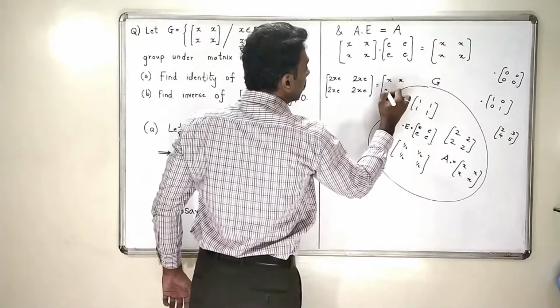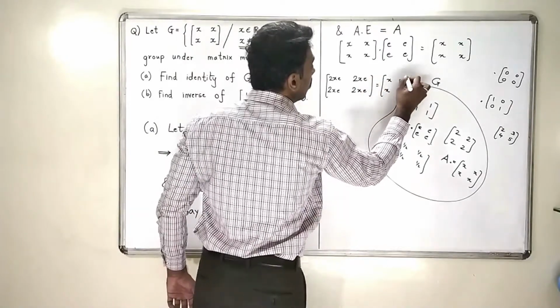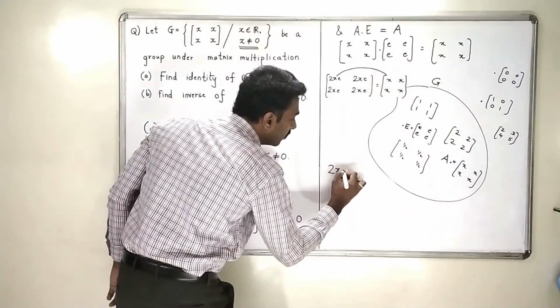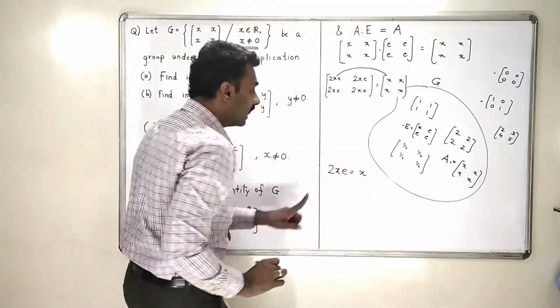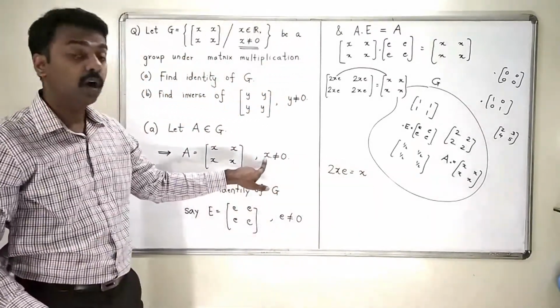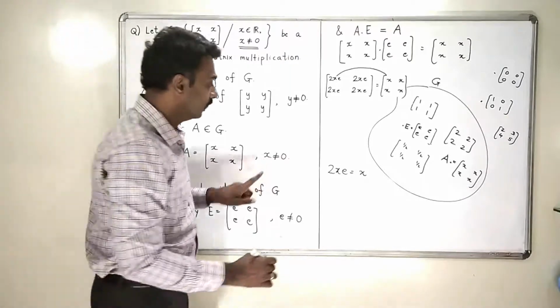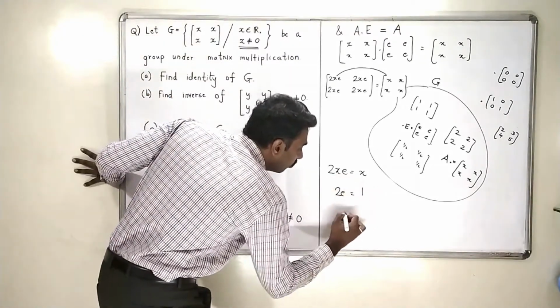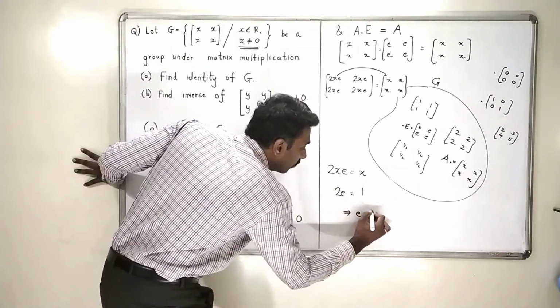X, X, X, X. And this means that 2XE must be equal to how much? X. Can I cancel the X on both the sides? Yes, I can cancel the X on both the sides because X is not equal to 0. So this means that 2E is 1 and therefore the value of E must be half.